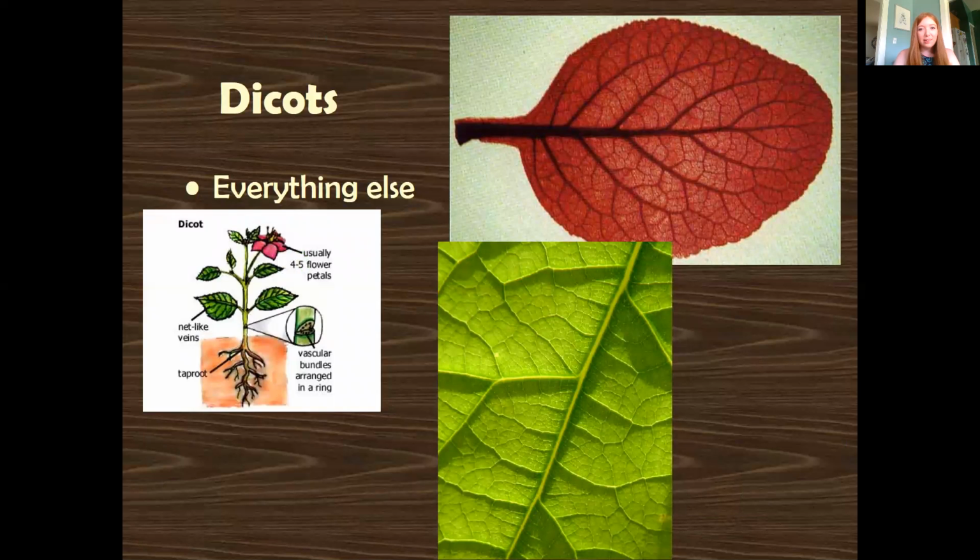Now, dicots, they actually encompass 70% of all flowering plants. So this is basically everything else that you'll come across that is not a monocot. So this includes things like asters, violets, anything in the mustard family. Basically, you name it, if it's not a monocot, it's a dicot. And you can see there the branching network of veins in the leaves.